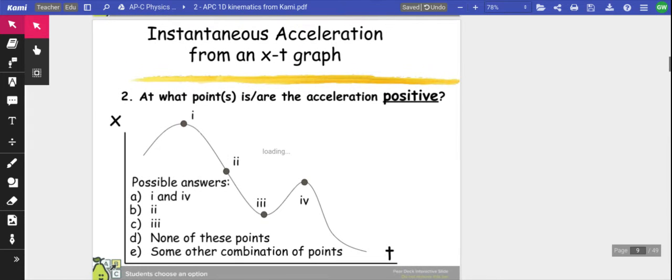Now, same graph. What about a positive acceleration? At what points are we going to have a positive acceleration? 1 and 4, 2, 3, none of these points, or some other combination. The answer is you have a positive acceleration at point 3. A positive acceleration means you have a positive change in the velocity. Just before point 3, you had a negative slope, a negative velocity. Just after, you have a positive slope, a positive velocity. So the change in your velocity is positive, which means your acceleration was positive.